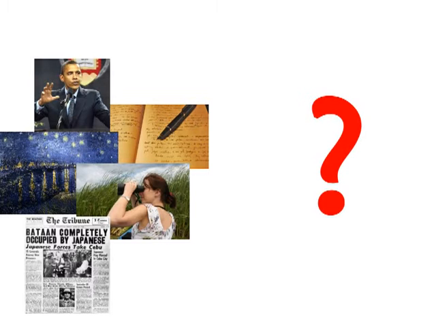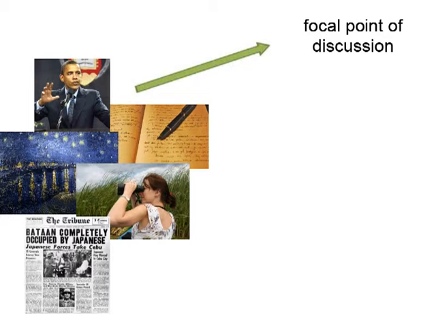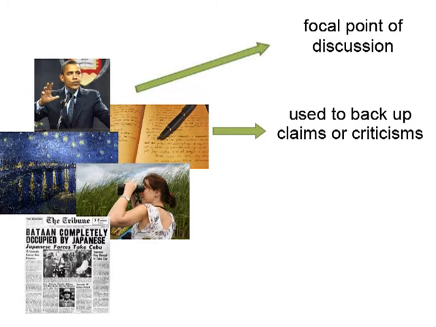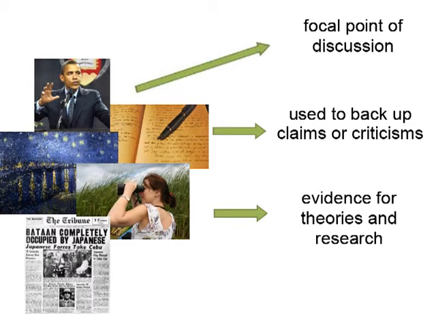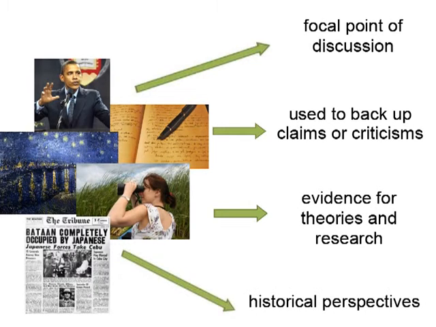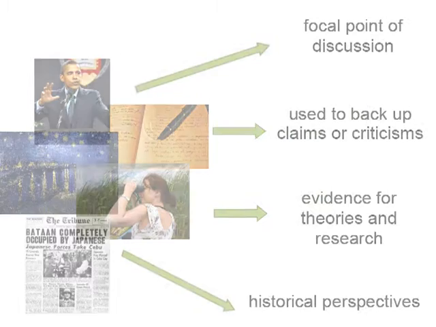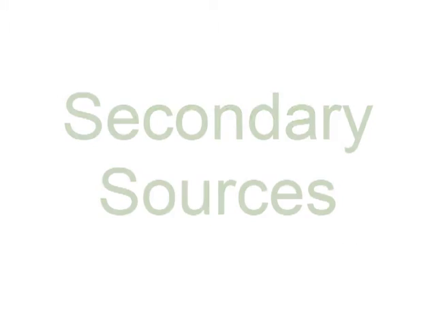So how can primary sources be used for research? They can be used as a focal point of a discussion about events. They can be used to back up claims or criticisms. They can be used as evidence for theories and research. And they can be used to gain historical perspectives on a topic. So what are secondary sources?